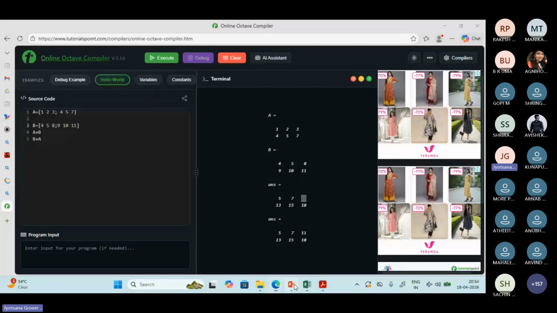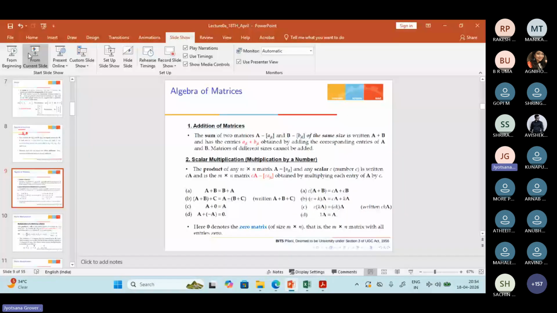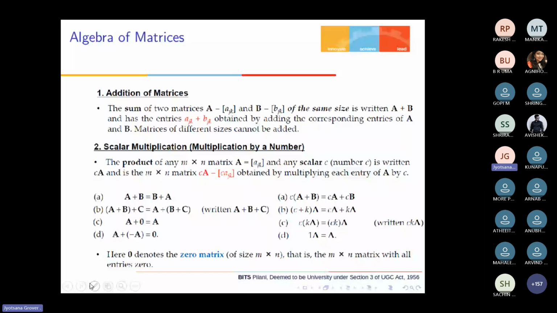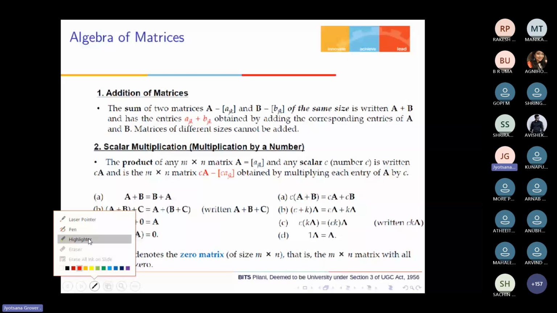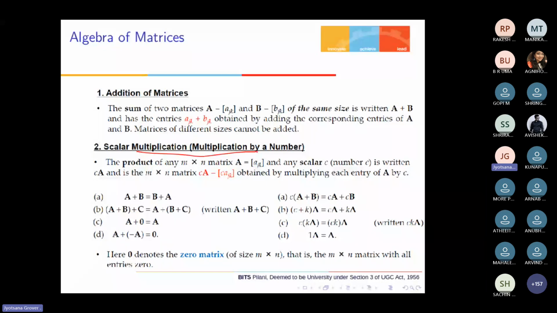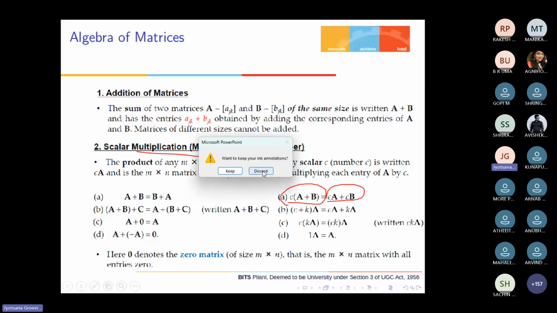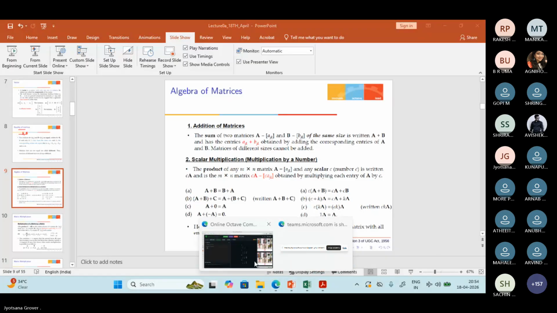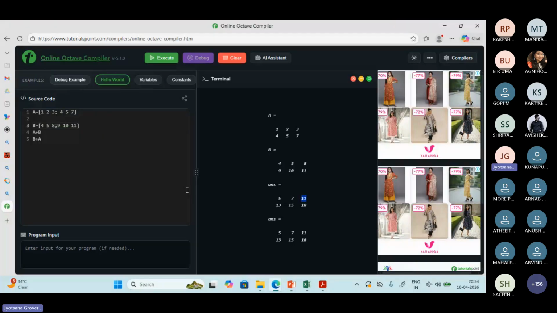Okay. Now comes this. Now you are doing the scalar multiplication. That means you are multiplying by a number, the sum of matrices. So see this. Should I show you or you will explore? Come on, tell me.